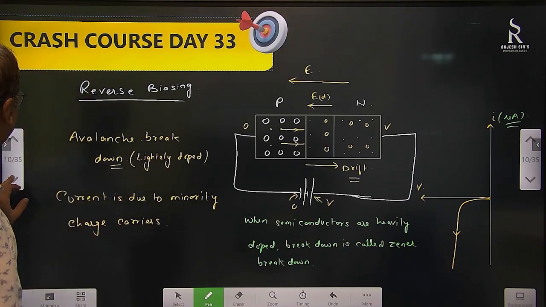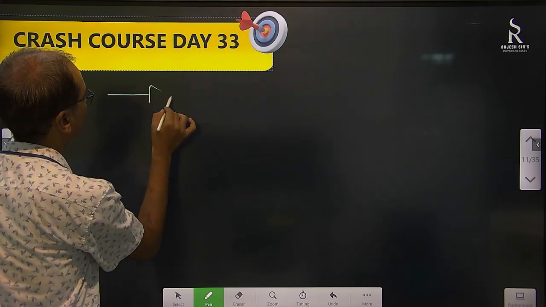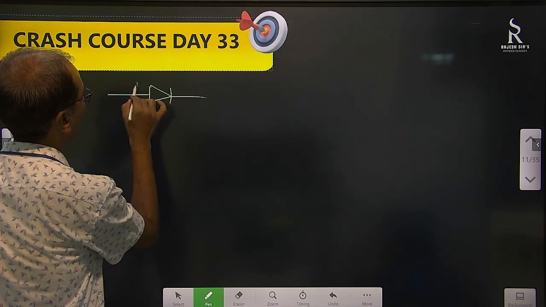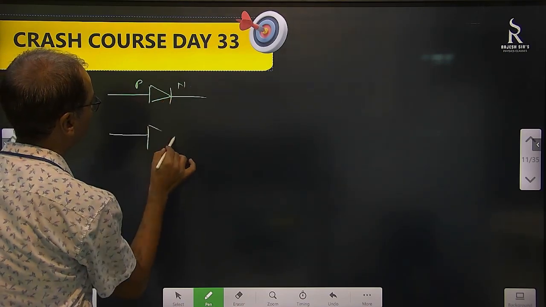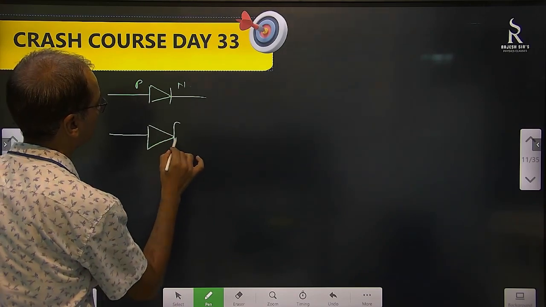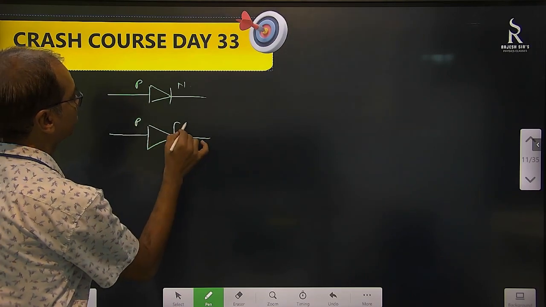Now, a Zener diode we show differently from how we show a PN junction diode. This is our PN junction diode. A Zener diode we show like this. Okay, this is the Zener diode.